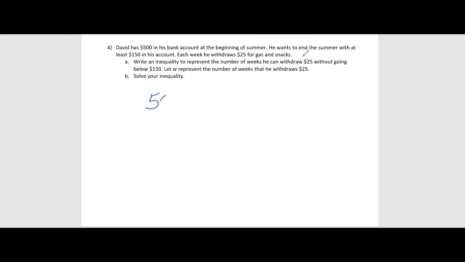Now, he starts with 500. All right, so I'm going to put 500 here. Now, every week, he withdraws $25. So if it's 1 week, it's 25. If it's 2 weeks, it's 50. If it's 3 weeks, it's 75, etc. If we're withdrawing, we're subtracting. We're taking away from the 500. And it's going to be minus 25 times W. Right? Because we're going to multiply that $25 by the number of weeks that he withdraws.